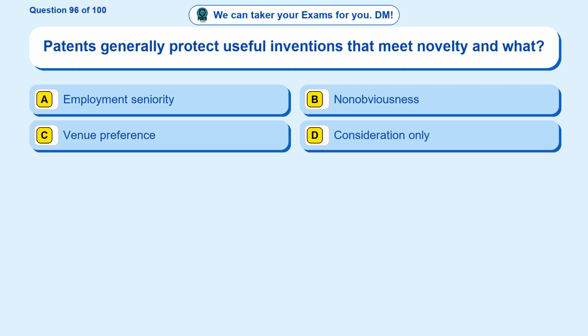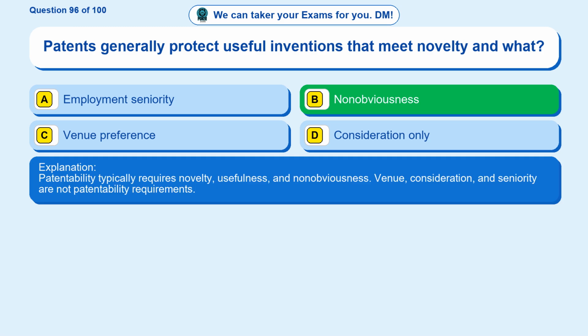Question 96. Patents generally protect useful inventions that meet novelty and what? Option A. Employment seniority. Option B. Non-obviousness. Option C. Venue preference. Option D. Consideration only. The correct answer is option B. Non-obviousness. Patentability typically requires novelty, usefulness, and non-obviousness. Venue, consideration, and seniority are not patentability requirements.